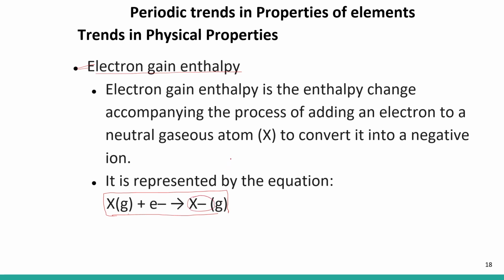The quantitative measure for that is called the electron gain enthalpy, meaning the energy which will be spent or released. In this case, it can be exothermic or endothermic. You will see it later. The energy can have both a negative or positive value.